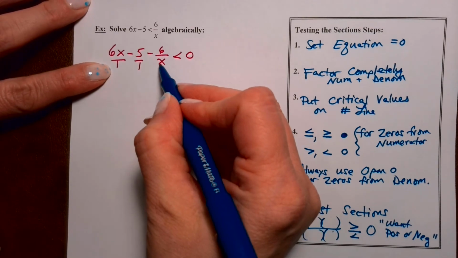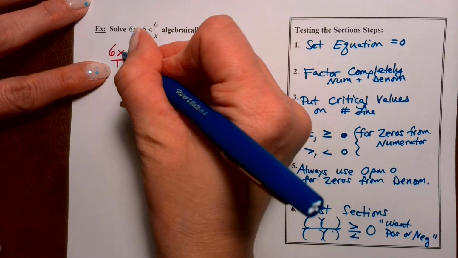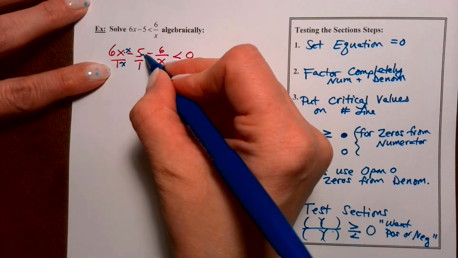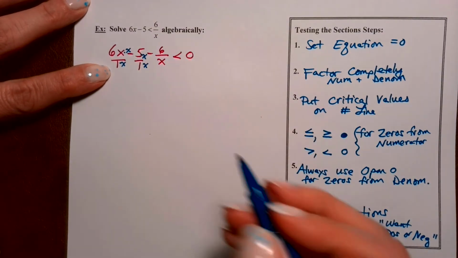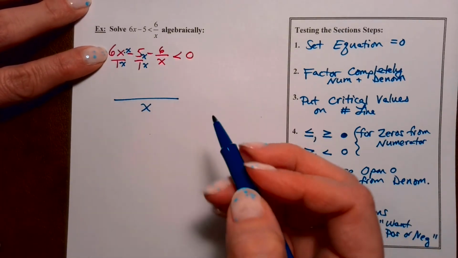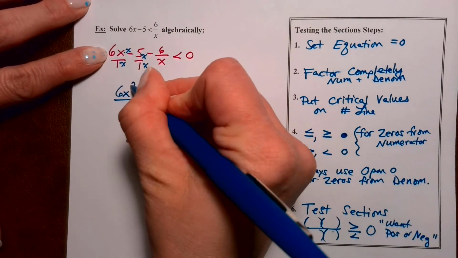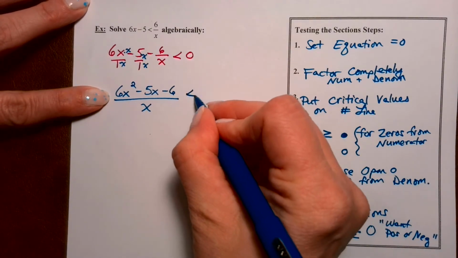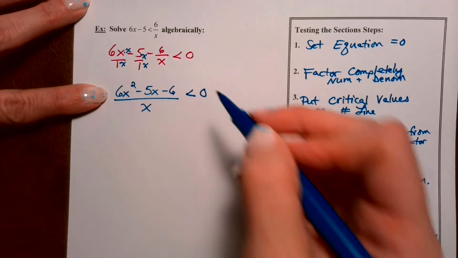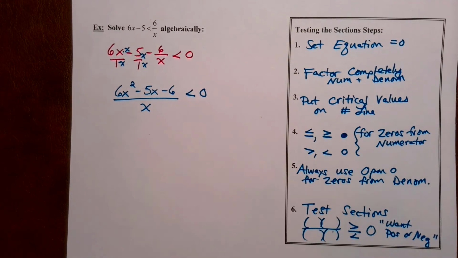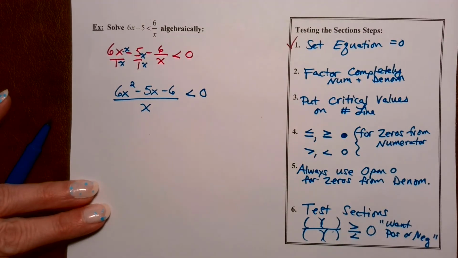This one's already got an x. But this first term right here needs to get multiplied top and bottom by x. This second fraction needs to get top and bottom multiplied by x. So I now have a common denominator of x. And what's the numerator? 6x squared minus 5x minus 6 is less than 0. Don't forget to keep writing your 0. Yes, that's important because when we test, I'm going to want to know if it's greater or less. So, set equation equal to 0. Check. I just did that.